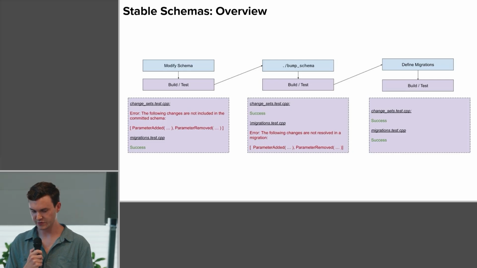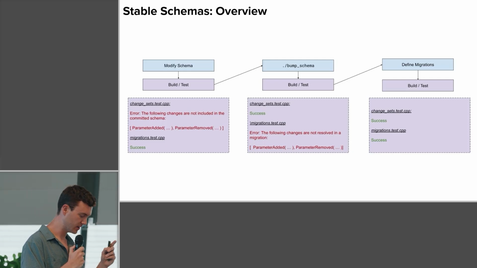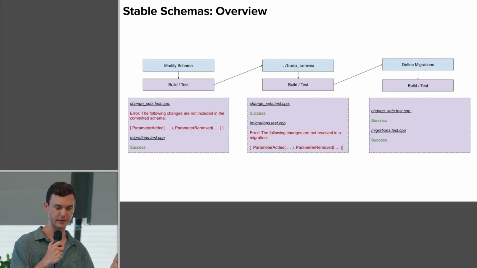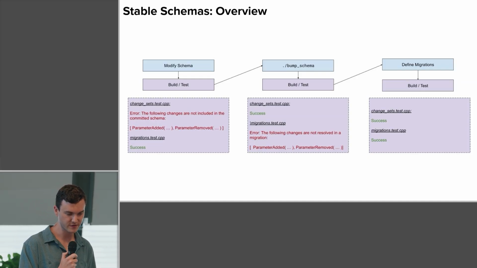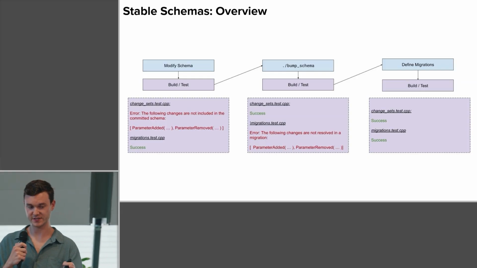What we discovered is we could do this in 3 distinct steps. In step 1, we modify the schema. We install a couple of unit tests, and these are run as part of our CI pipeline. And a unit test fails and says, you can't merge this. You need to do more stuff. So this unit test fails and says, we detected changes. You need to address them.